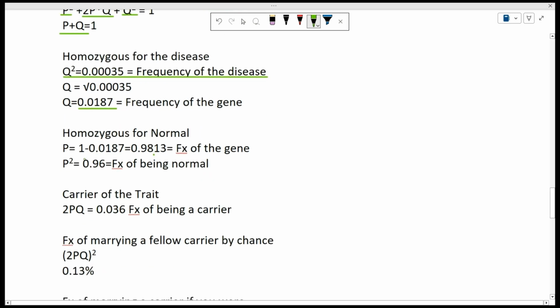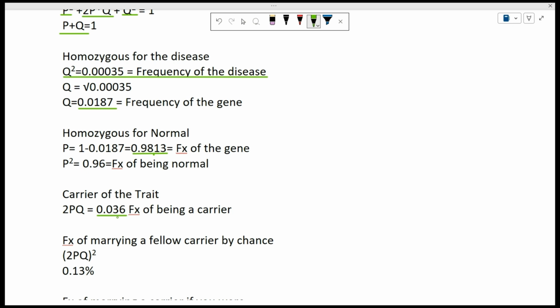So what's your chance of being a carrier? Well, I just multiply my chance of having a normal gene, which is 0.9813, by my chance of having that messed up gene, 0.0187, all right, and I multiply that by 2, and I get a pretty low percent chance, right? So decimal format is going to be 0.036, or put into a percentage, about 3.6%, right?